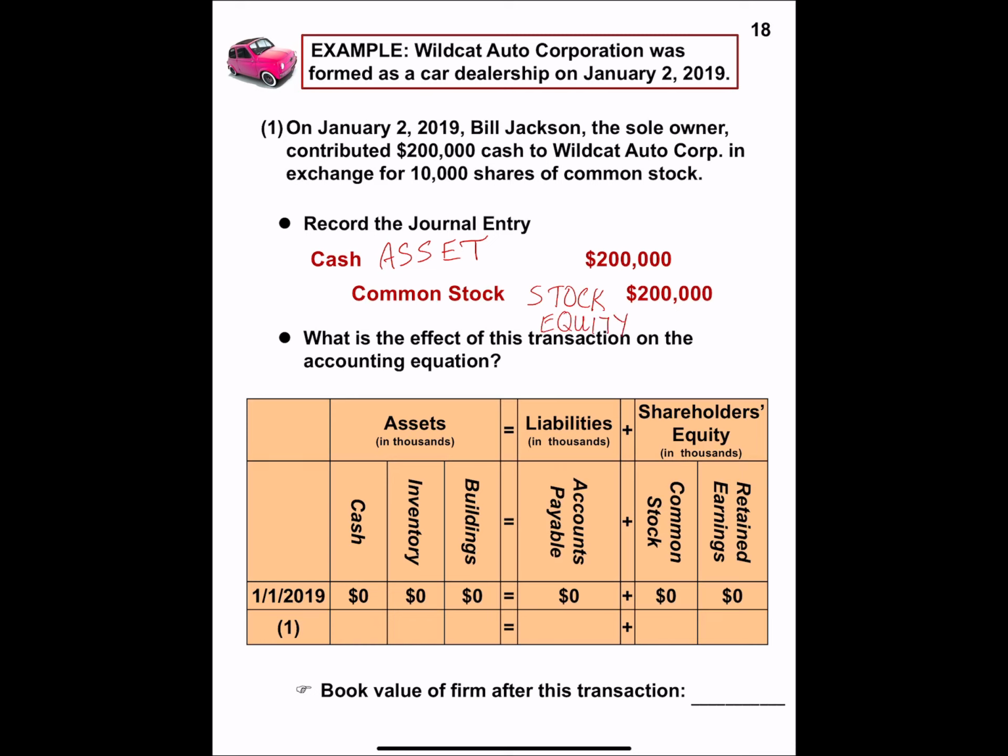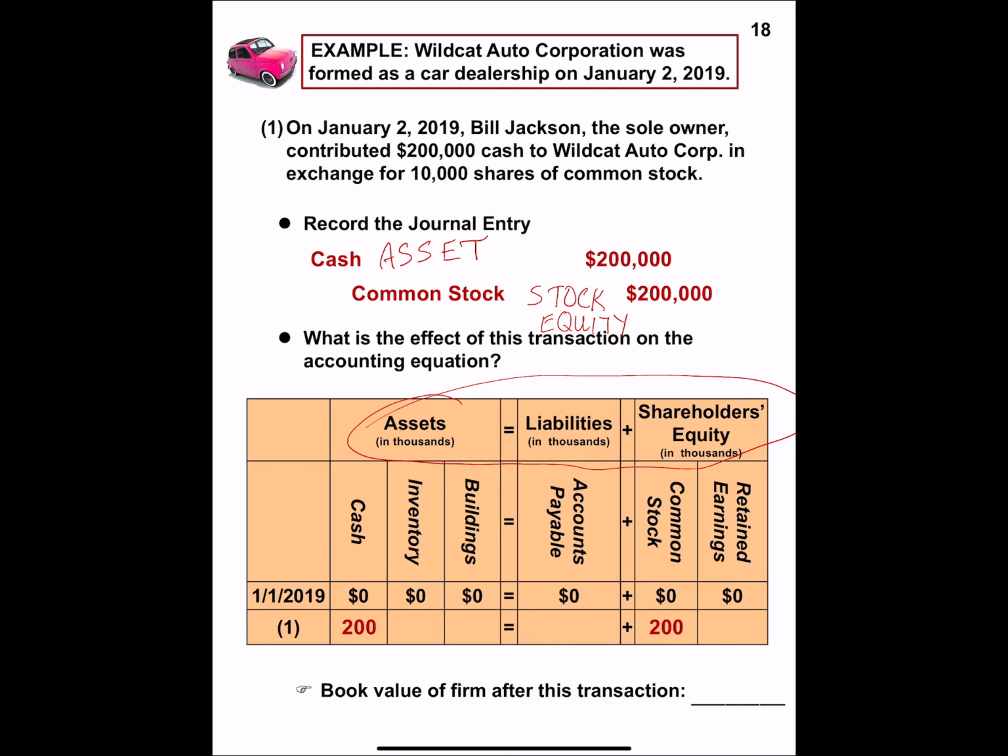Okay. So down here we see the effect of this transaction on the accounting equation. Again, down here we've got the accounting equation. Assets equals liabilities plus shareholders' equity. Let's just see what happens when we record this in this format, almost like an Excel spreadsheet format. Okay. So cash, $200, and the common stock account went up $200,000.